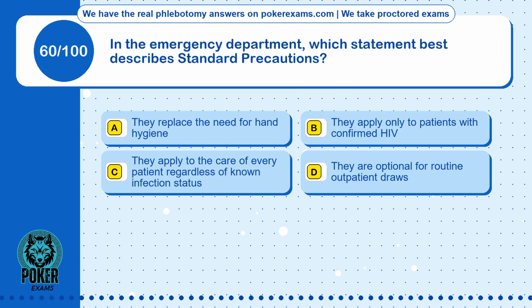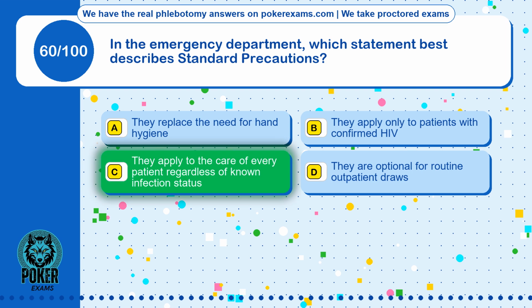Question 60. In the emergency department, which statement best describes standard precautions? Option A. They replace the need for hand hygiene. Option B. They apply only to patients with confirmed HIV. Option C. They apply to the care of every patient regardless of known infection status. Option D. They are optional for routine outpatient draws.